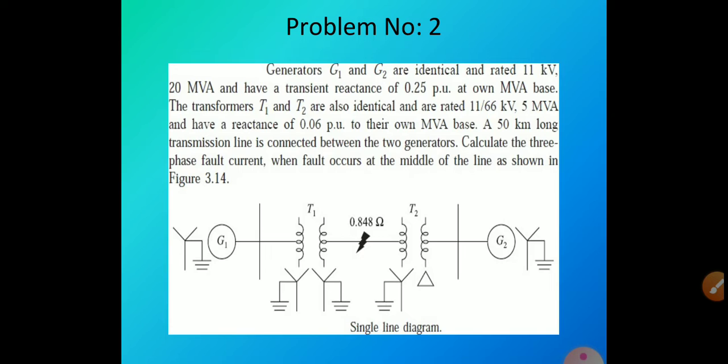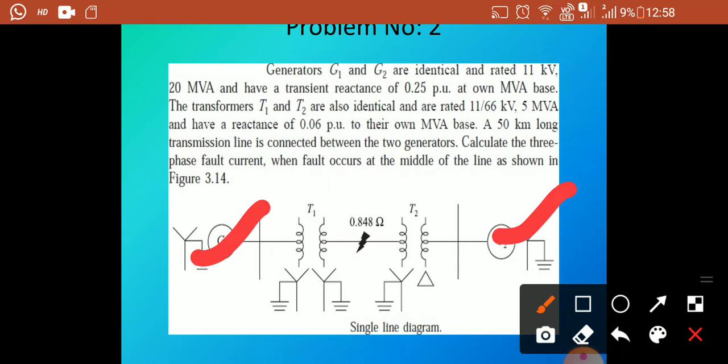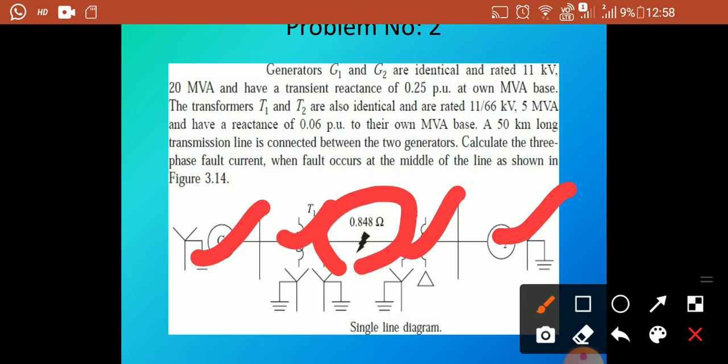Here we have two generators, generator 1 and generator 2, both neutrally grounded, and two transformers are given, T1 and T2. One transformer is star connected on both sides, primary and secondary, and the other transformer is star connected and neutral grounded on one side and delta connected on the other side, and in between the fault occurs.